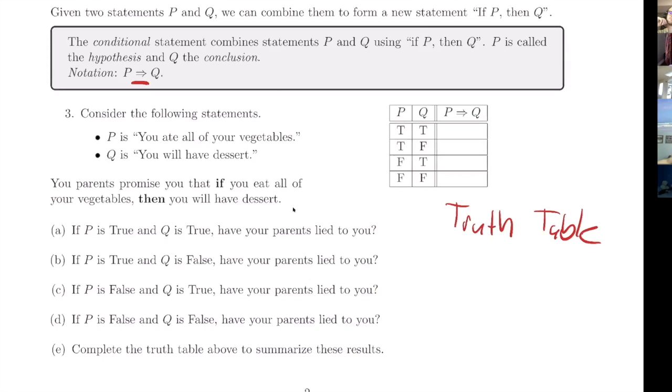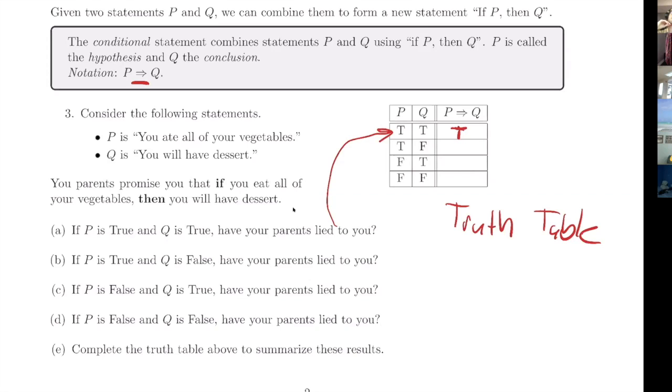So let me just do one of them, and then I'm going to want to have you guys talk about this in some groups. So if P is true and Q is true, we're over here. And if I want to determine whether this is true or false, P being true means I ate all of my vegetables. Q being true means I have dessert. So if I do eat all of my vegetables and my parents do give me dessert, they kept their word, right? So that's true. If I eat my vegetables and I get dessert, they told me the truth. So that's how you can start to think about some of these. That might be kind of a down-to-earth way to think about it.